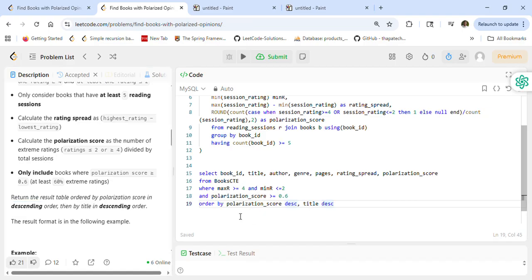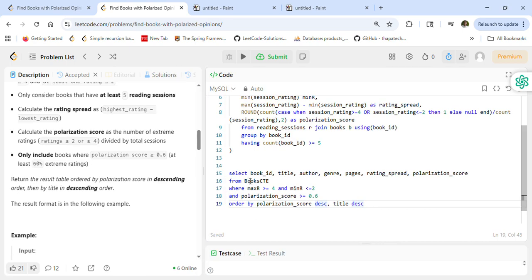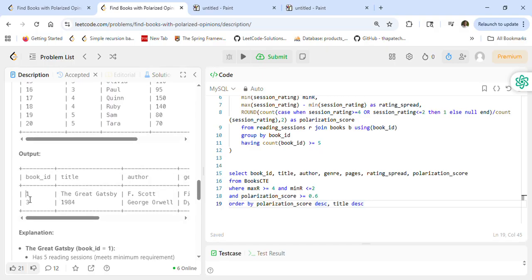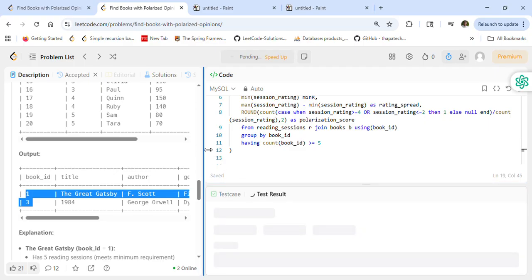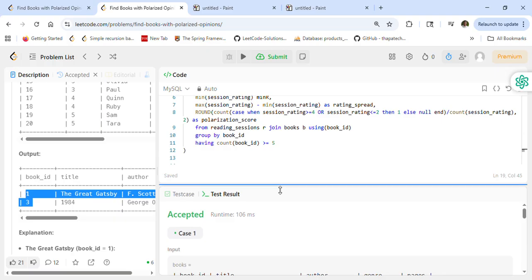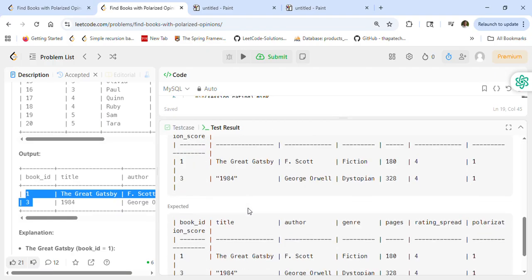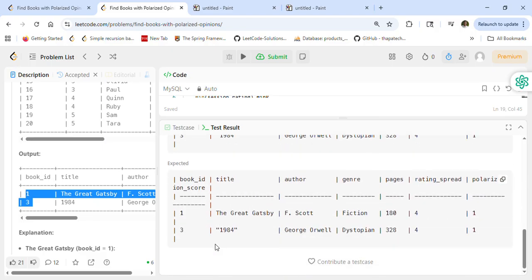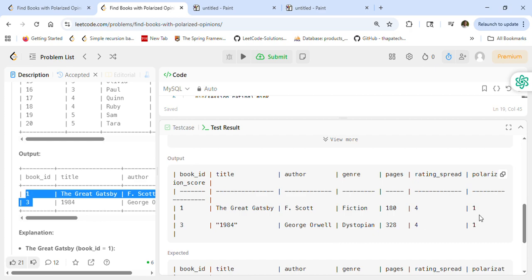So this one should basically solve the problem, right? If we run this query, then you will get output like this one basically. So it will only give you these two books because they satisfy these conditions. So we will run this SQL, make sure it compiles and gives us the correct result. So as you can see here, we are getting the correct result, right? So this is our output, which is 1 and 3, which is the correct result. And you can see that we are getting the correct polarization score and rating spread also.